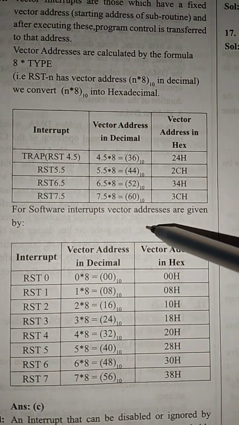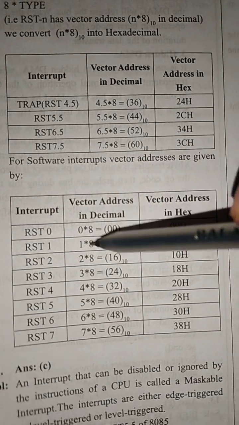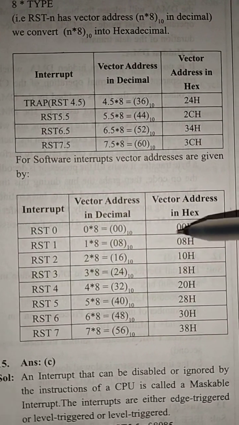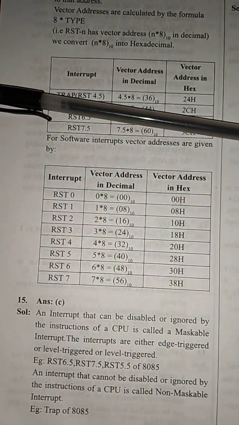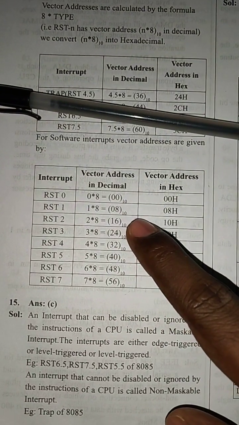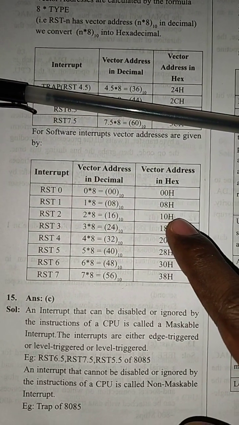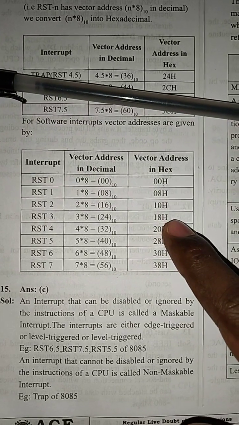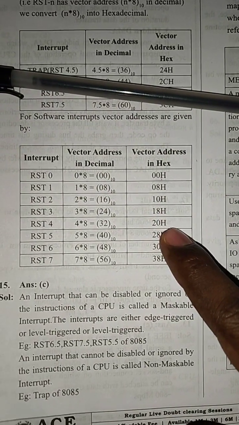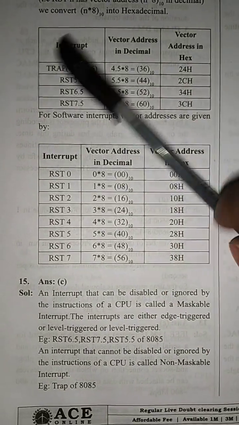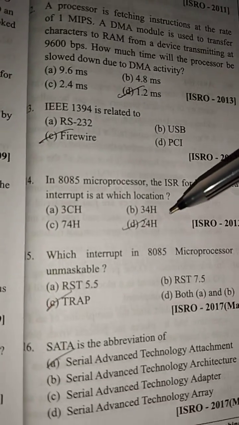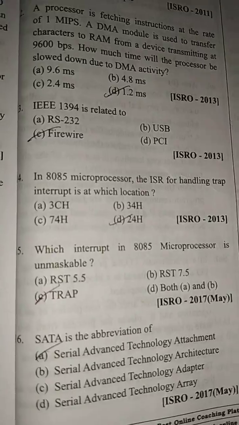Software interrupt vector addresses are given by RST 0: 0 into 8 is 00 in decimal, 00H. RST 1: 1 into 8 is 8 in decimal, that is 08H. RST 2: 2 into 8 is 16, that is 10H. RST 3: 3 into 8 is 18H. RST 4: 4 into 8 is 32, 20H. RST 5: 5 into 8, 28H. RST 6: 6 into 8, 30H. RST 7: 7 into 8, 38H. So the answer is 24H.